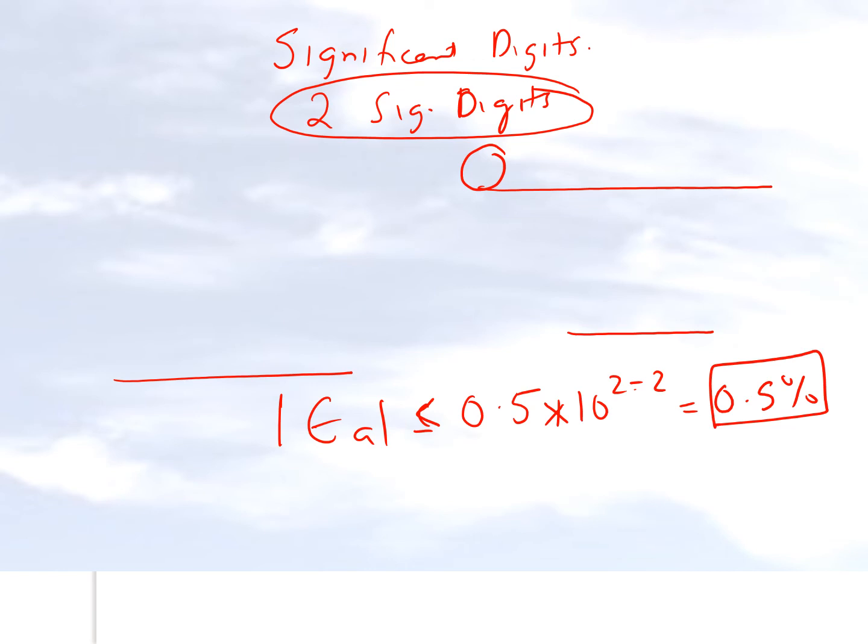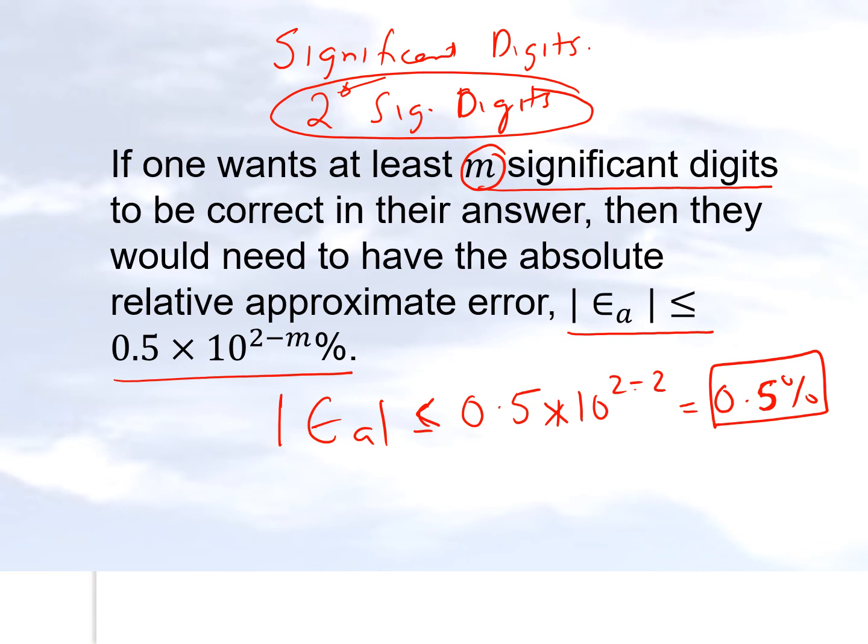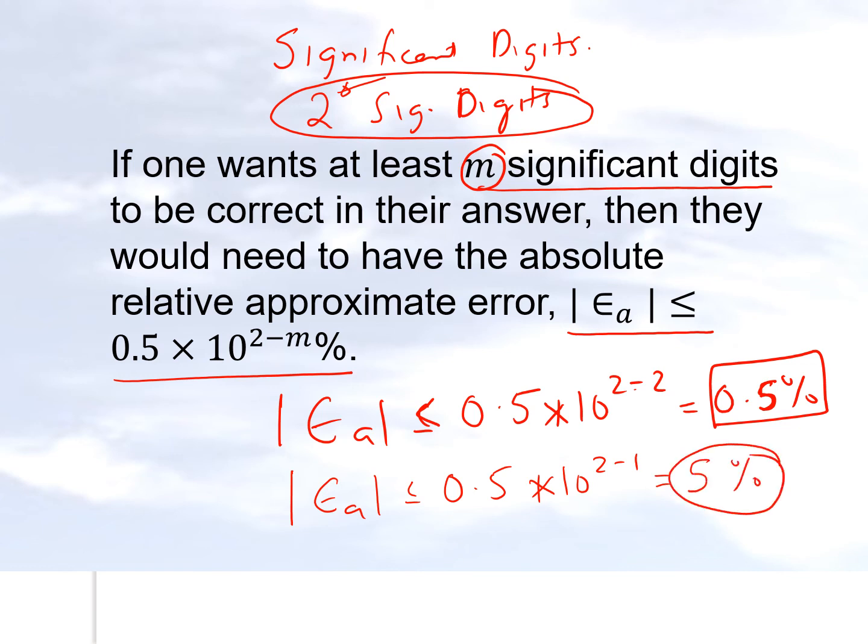It also says that if your absolute relative approximate error turns out to be less than 0.5%, then 2 significant digits are at least correct in your answer. Let's suppose I want 1 significant digit to be correct in my answer. Then my absolute relative approximate error needs to be less than 0.5 times 10 to the power 2 minus 1, which is 5%.